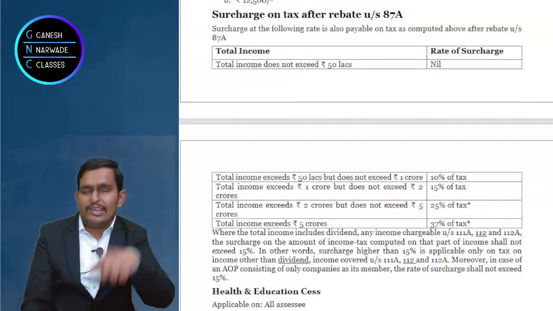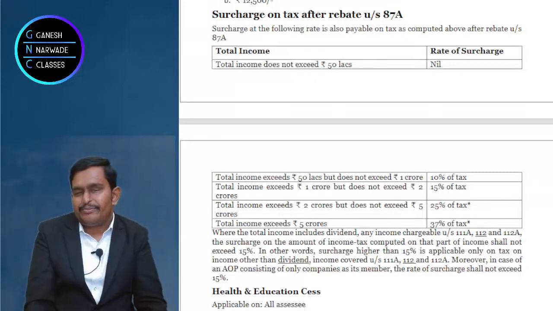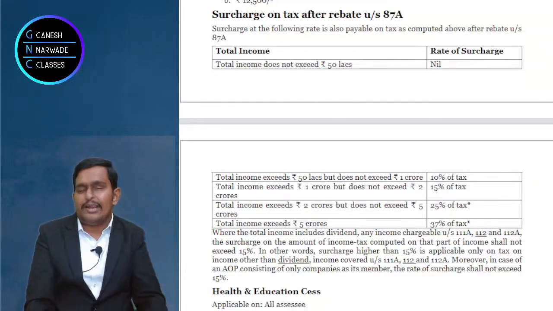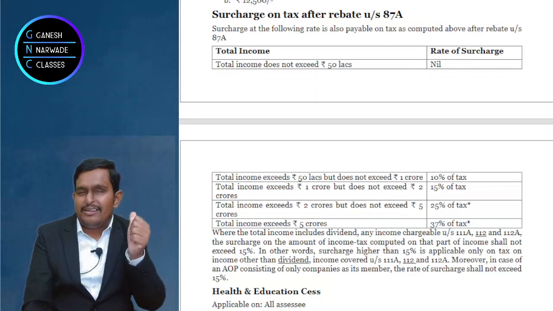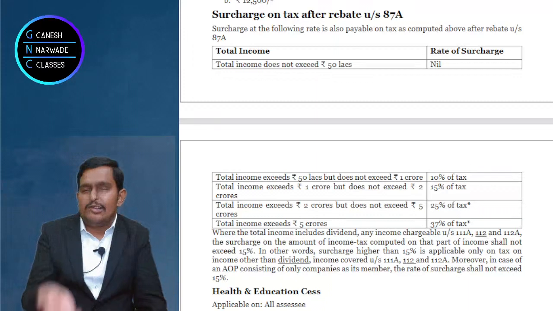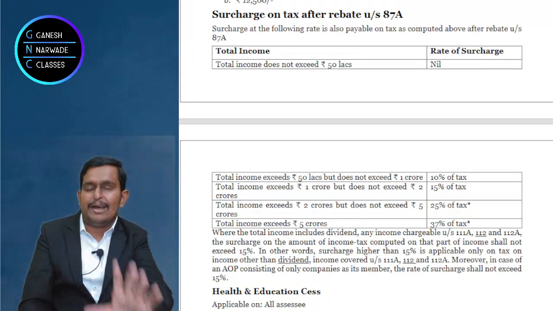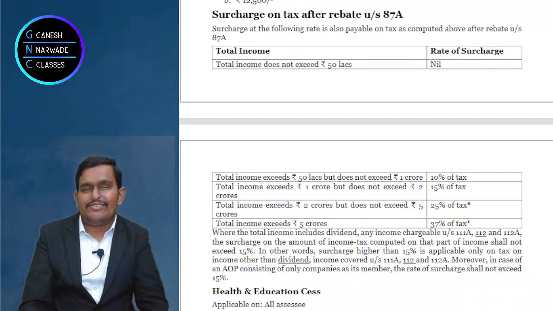So any one of the rates will apply, right, based on where your income falls. That you should understand in surcharge. Whereas in slab, every rate will apply based on your level of income. But here, any one rate will apply in surcharge. That difference you should be clear about.